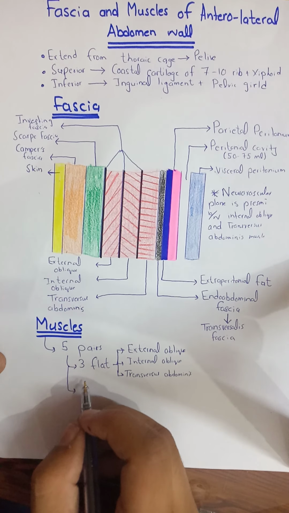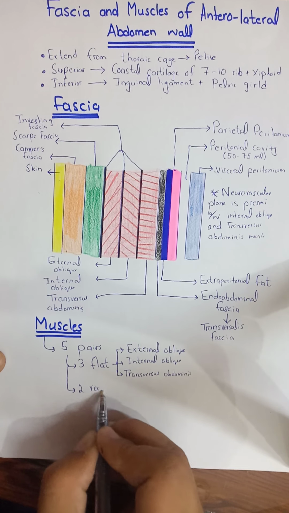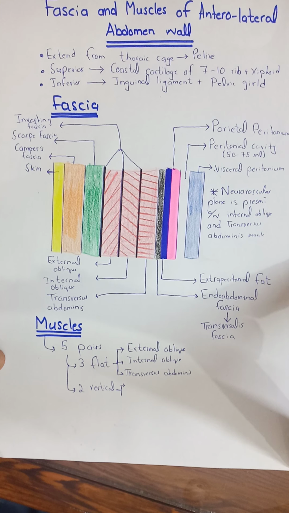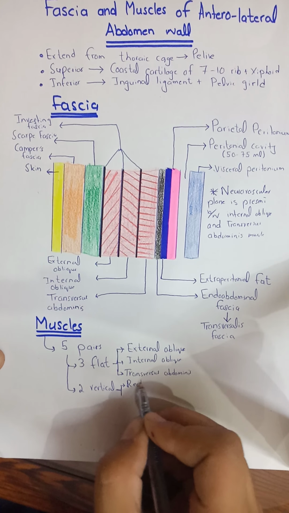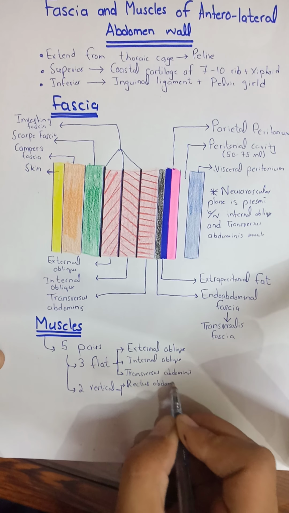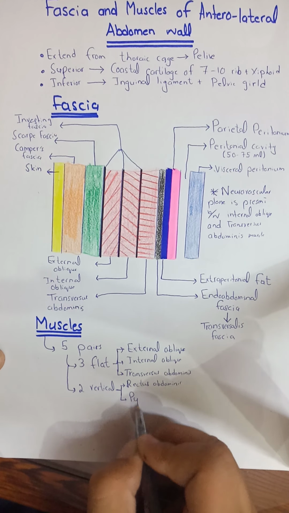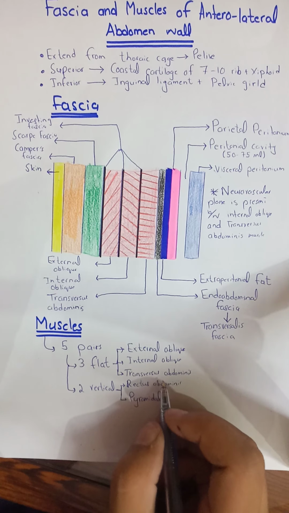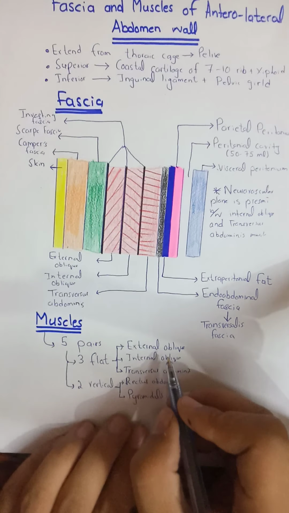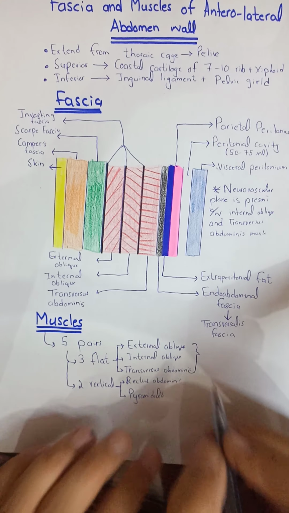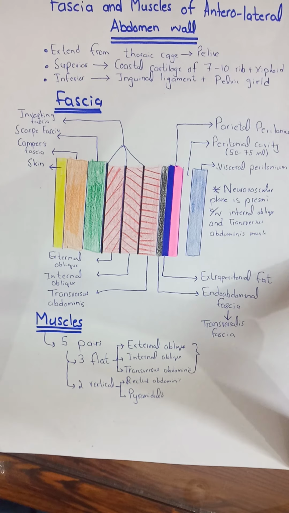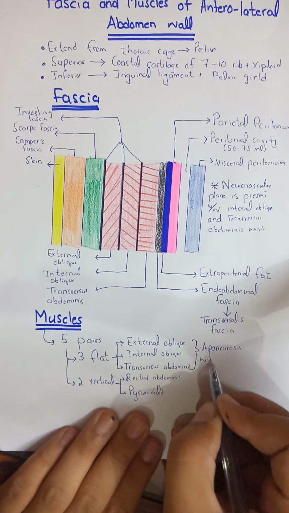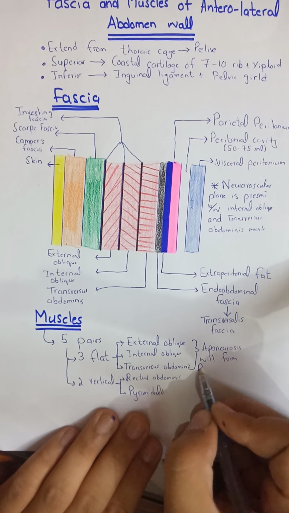And there will be two vertical muscles. Those two vertical muscles are the rectus abdominis muscle and the pyramidalis muscle. So these are the five muscles present in the anterolateral abdominal wall, and the aponeurosis of these three flat muscles will form the rectus sheath.